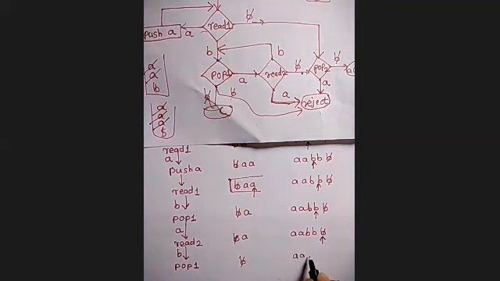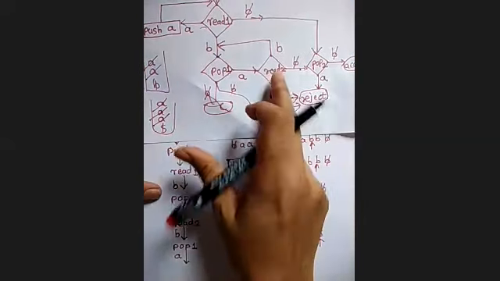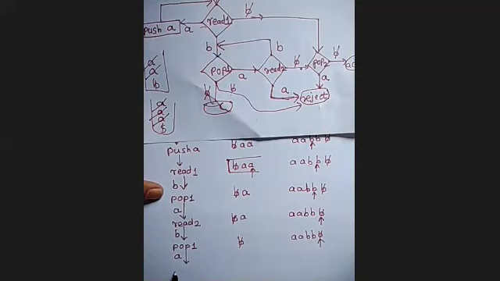And now here you can see what the condition is. Your stack is also empty, and your input pointer is also pointing to the blank, meaning this string you have completely read. So after pop one now, what has this pop one popped? A, correct? This pop one has popped the A. So now the next state is what? Next state is read two.